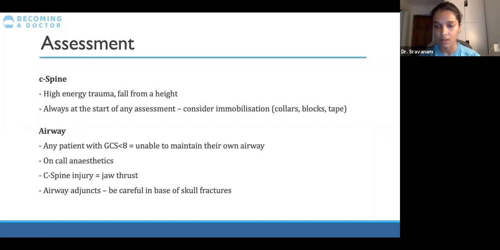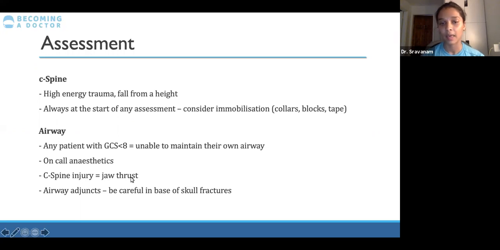Okay, good. Maneuvers and adjuncts. Head tilt, chin lift. Okay, good. So yes, you can do head tilt, chin lift, jaw thrust. Perfect. You can also use adjuncts, a Guedel, NPA. Good. Yes. So you can definitely use head tilt, chin lift in most cases. If you are worried about a C-spine injury, then you should go for a jaw thrust, as I've mentioned here.